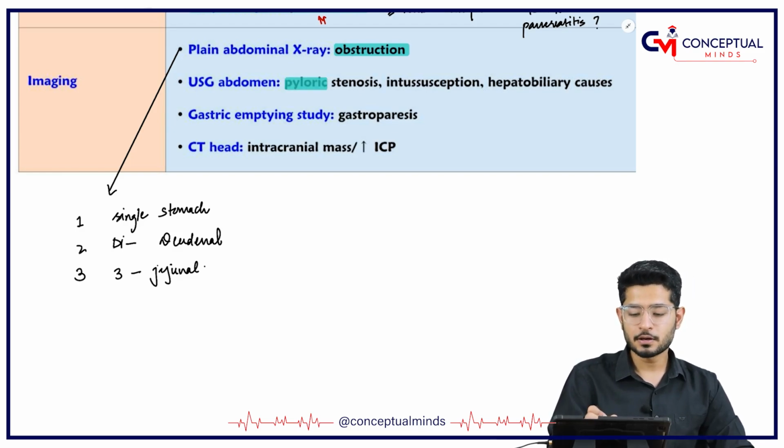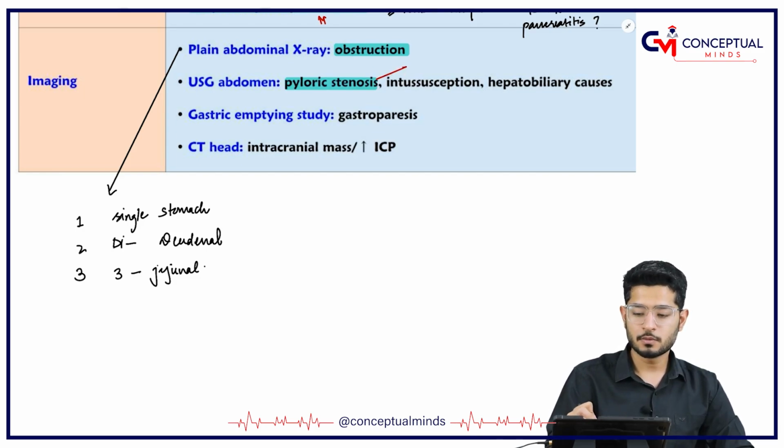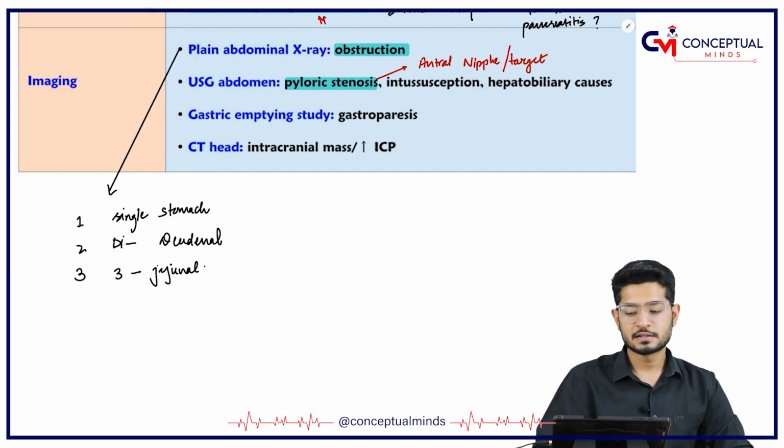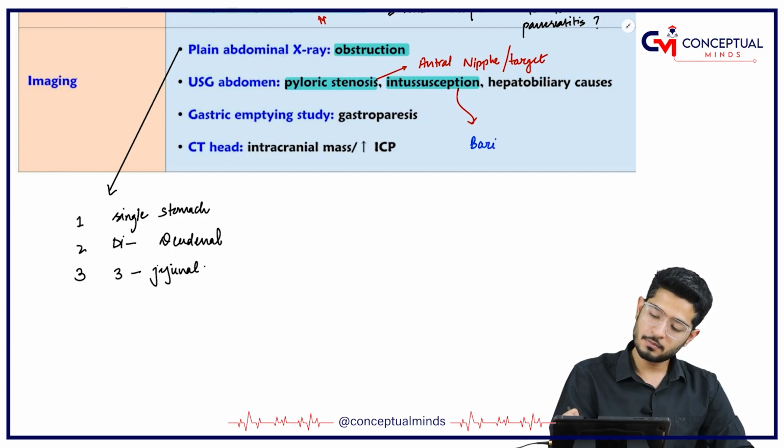USG abdomen, of course, pyloric stenosis is going to be seen on the USG abdomen, and if you remember, there is a sign called the antral nipple sign. There is a sign called the target sign. These both are signs seen in pyloric stenosis. Intussusception, again USG can be performed, but intussusception is also seen on barium enema. And what are you going to see in the barium enema? You will see a claw sign.